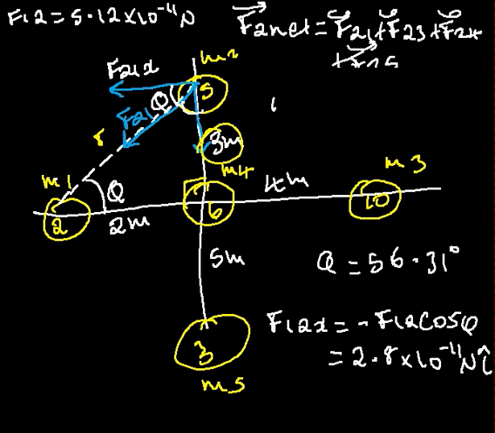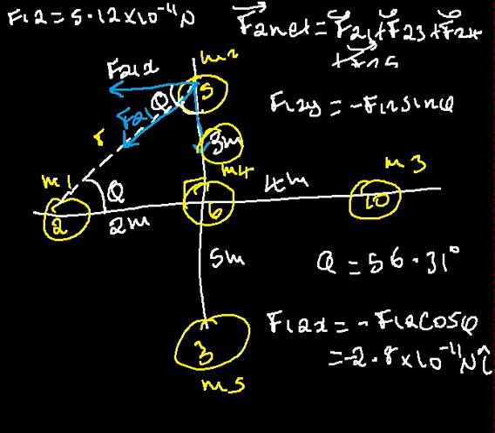And how about the F12y? Since it is going downwards, that should be given as negative as well. That will be the negative F12 sin theta. We should have it negative here.